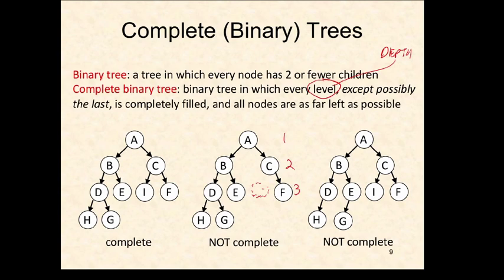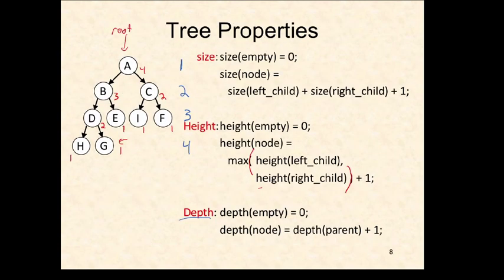In William's question, is height and depth always the same? The maximum height and depth would always be the same. But for a given node, they might be different. So here, F has a height of 1, but a depth of 3. But for the whole tree, the maximum depth and maximum height must be the same.